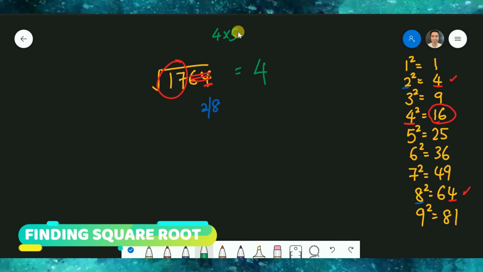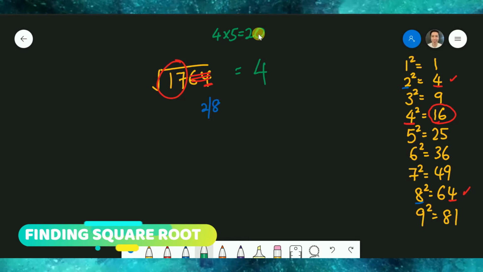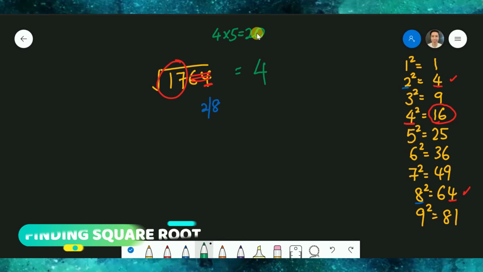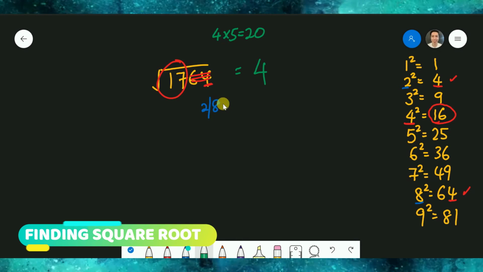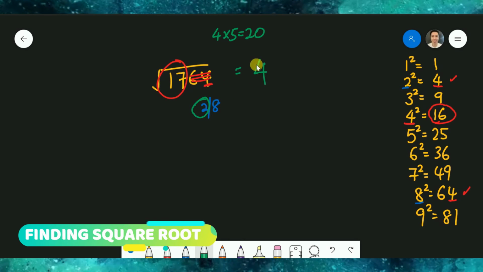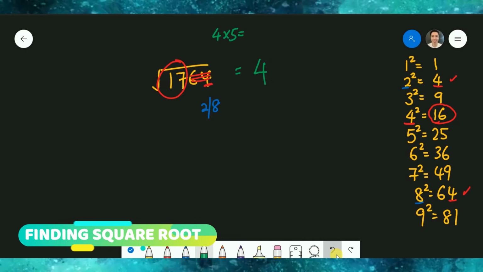So 4 times 5 is 20. Next, we need to compare this number and this number. It's very obvious, 17 is less than 20. Which means that we need to pick up the smaller number between 2 and 8, and hence 2 here is our choice. So your final answer is 42. Right? So far so good, yeah?